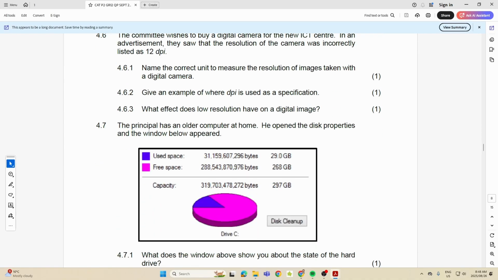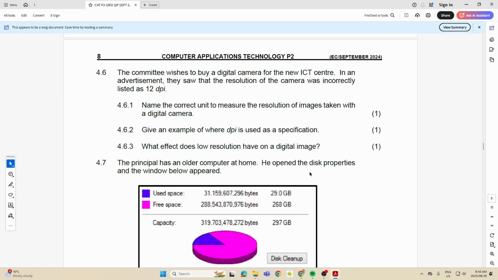All right, let's finish question 4 off before we go over to question 5. The committee wishes to buy a digital camera. So do you see that comes up as well? The correct unit to measure the resolution of images. That's our megapixels. Give an example of where DPI is used as a specification, and that's for printers, monitors, scanners as well. What effect does low resolution have on a digital image? Well, it's going to be pixelated. It's not going to be clear or sharp. It also means a small storage size.